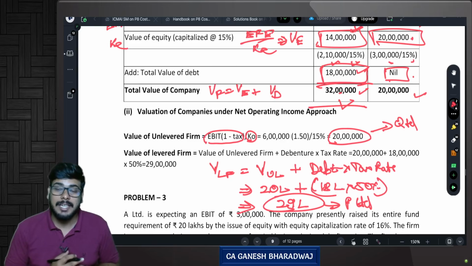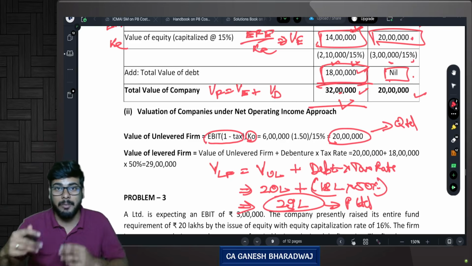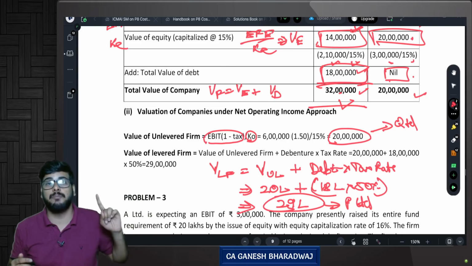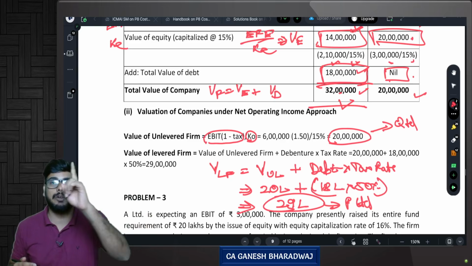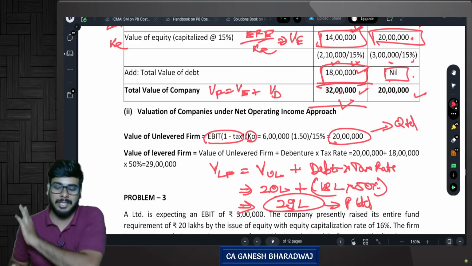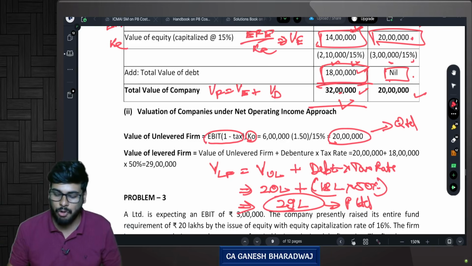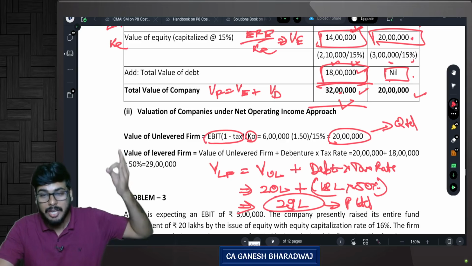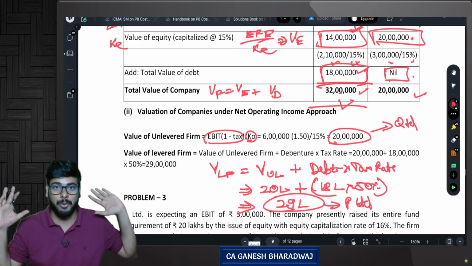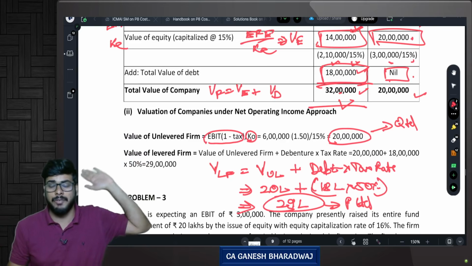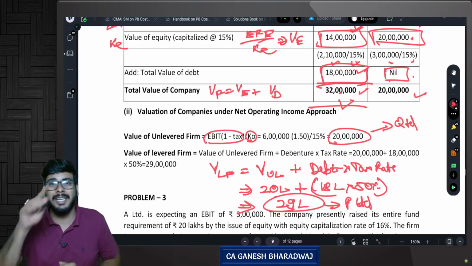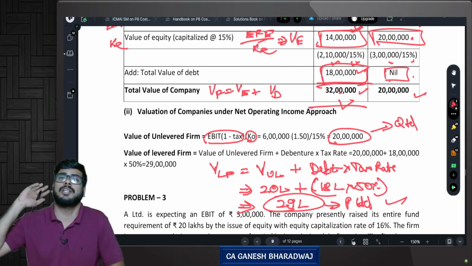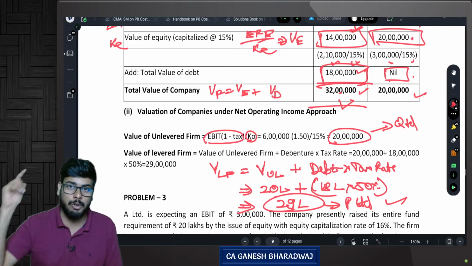Yes. So the data was given for the unlevered firm. With that, we calculated the value of the unlevered firm and we made use of that proposition: value of the levered firm is equal to value of unlevered firm plus debt into tax rate. We used that and we calculated the value of both the firms. So under the net operating income approach with tax, net operating income is without tax only. So with the tax, they are asking indirectly, they mean the approach. So we use this particular formula. Are you clear with this? This is how you need to approach this.